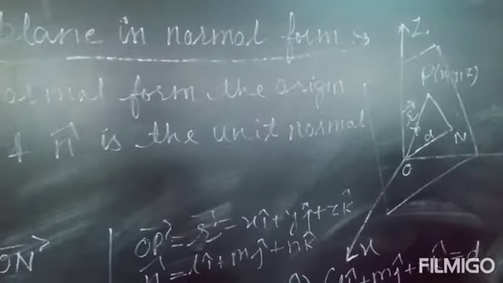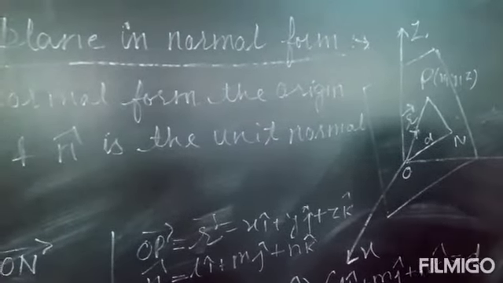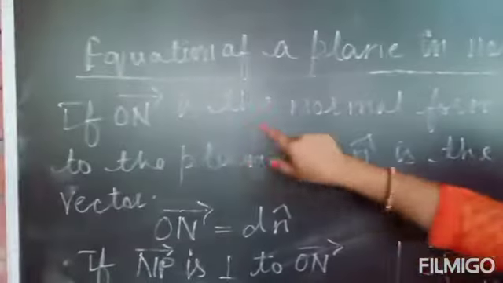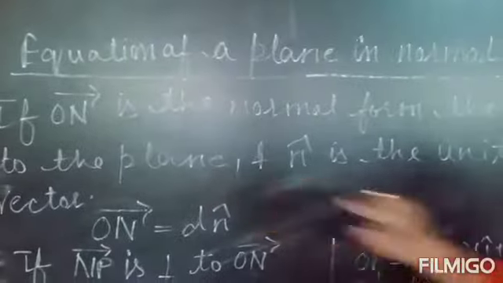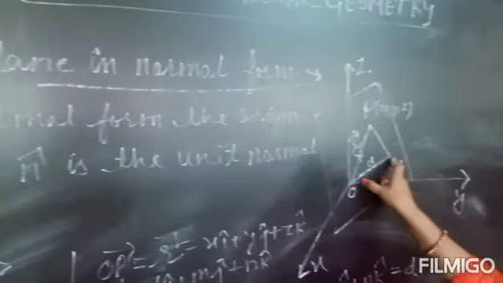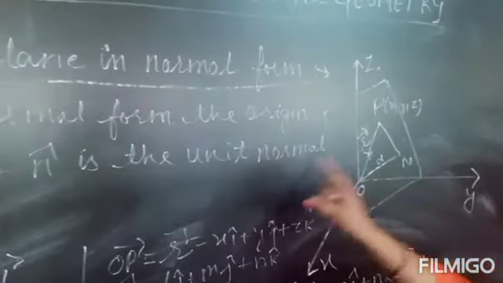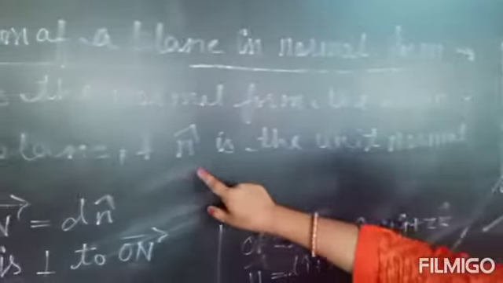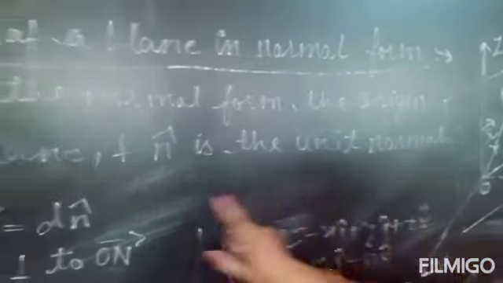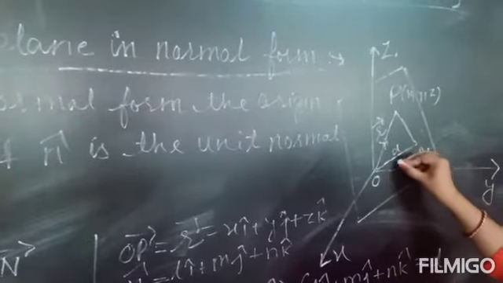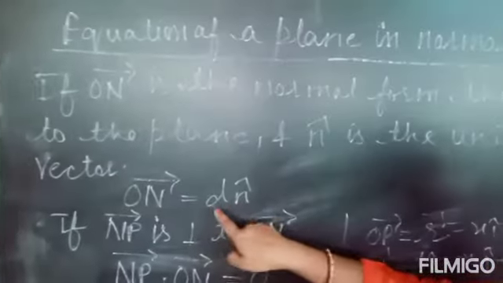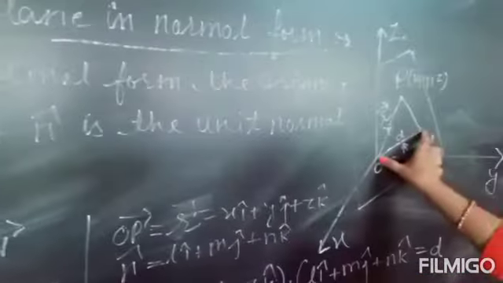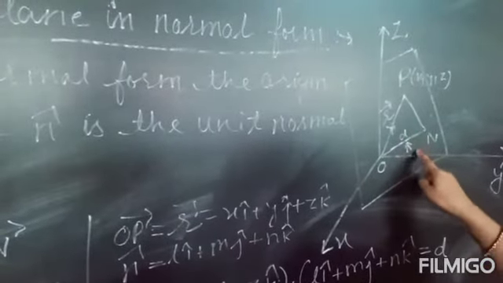D is the perpendicular distance of the plane and n is the normal vector. So students, now see, if ON is the normal from the origin to the plane, then n cap is the unit normal vector. Here we have n cap, that is, n cap is the unit normal vector. Then ON is equal to d n cap. Clear? ON is equal to d n cap.